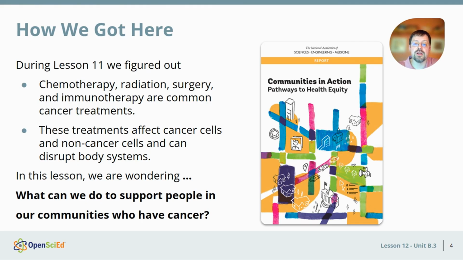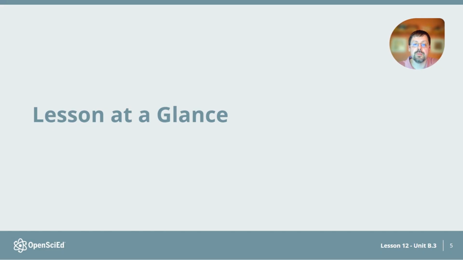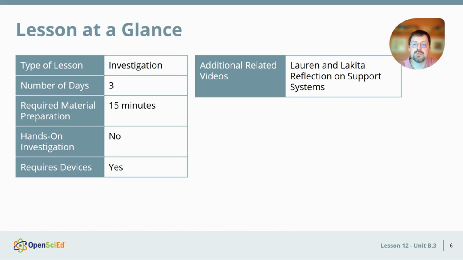Lesson 11 was all about cancer treatment and its side effects. In that lesson, we learned that other factors, such as costs and access to healthcare professionals, might determine what options a cancer patient selects. In Lesson 12, we learned more about the causes of health outcome inequalities and what we can do about it. In this lesson, we answer the question, what can we do to support people in our community who have cancer? Here's the lesson at a glance.